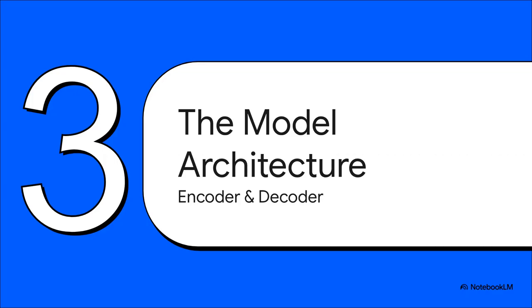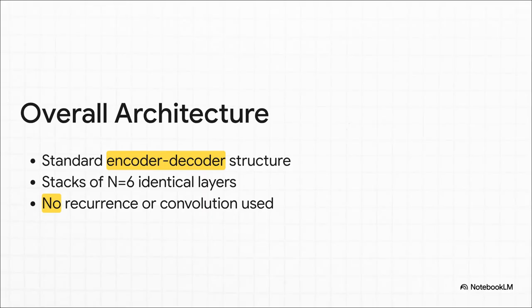Now let's zoom out and see how it fits into the full model architecture. The model has 2 main sections. On the left, a stack of 6 identical encoders. On the right, a stack of 6 identical decoders. An input sentence gets processed by the entire encoder's stack.